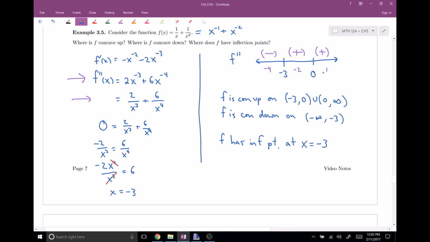Now, it doesn't have an inflection point at 0 for two reasons. The first reason is that it doesn't change concavity, right? So even though the second derivative is undefined there, it doesn't change concavity, and it's not in the domain of the function. You divide by 0 when x is equal to 0. So there's actually two reasons. So those are my three answers, right? Concave up on this interval, concave down here, and we have an inflection point at x equals negative 3.